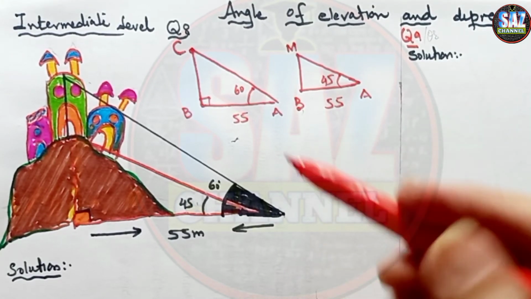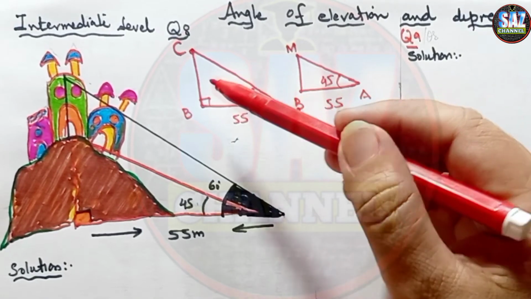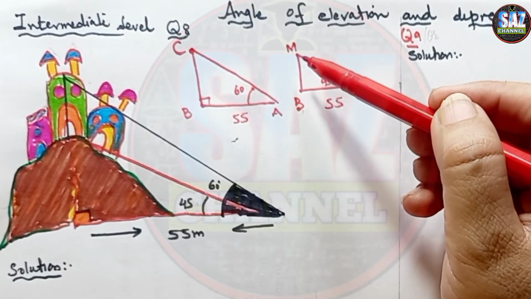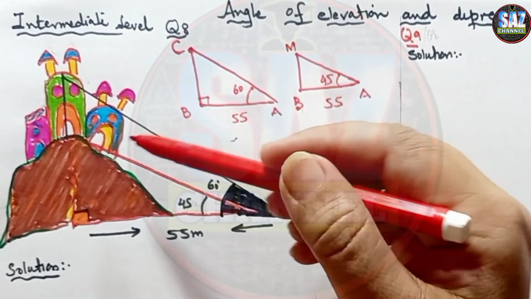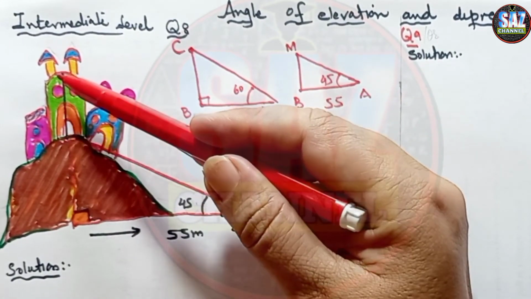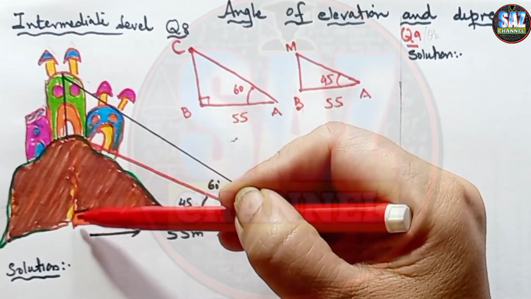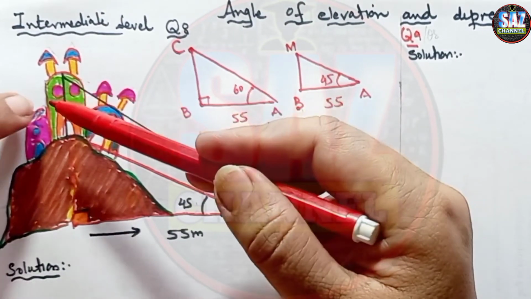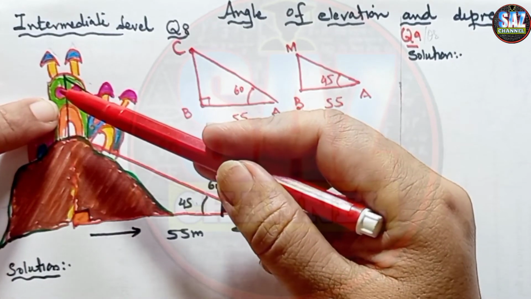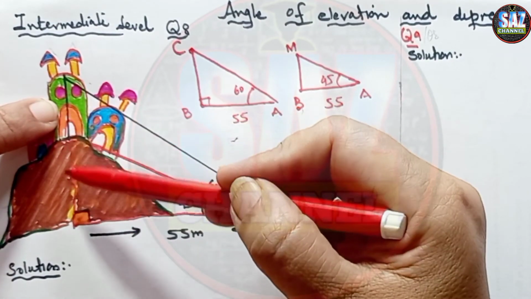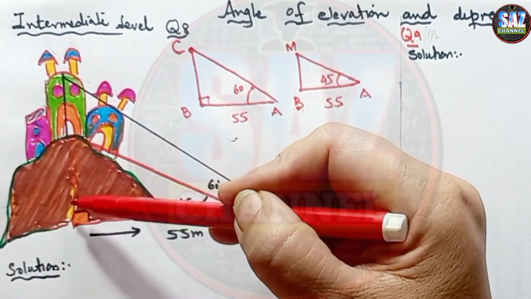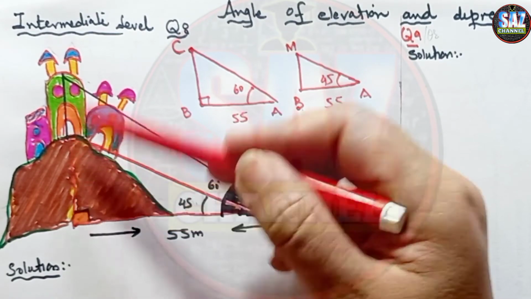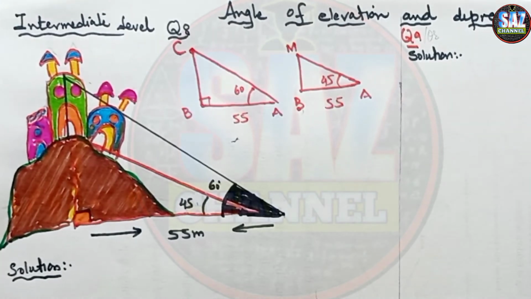Now we can see that the castle is standing at the top of the mountain. So in order to get the height of the castle, first of all we should have the total height with us, and from that total value, we have to take away the value which is actually the height of the mountain. So let's move to the solution of the question.